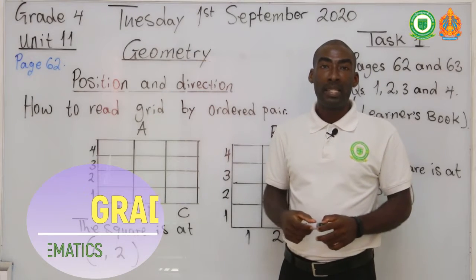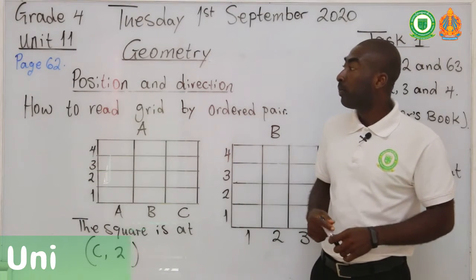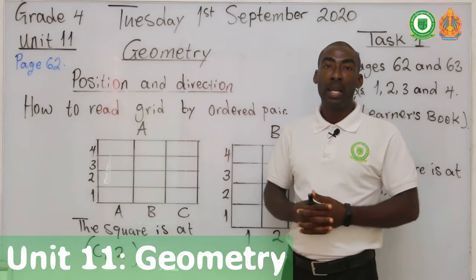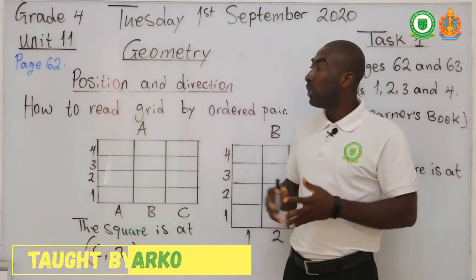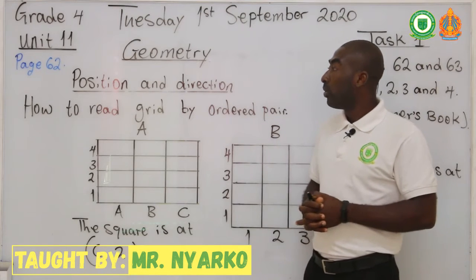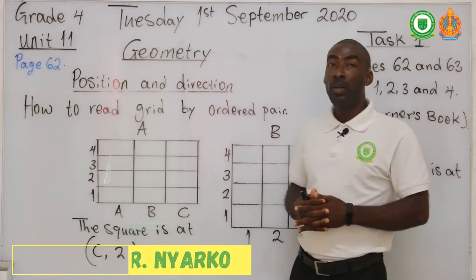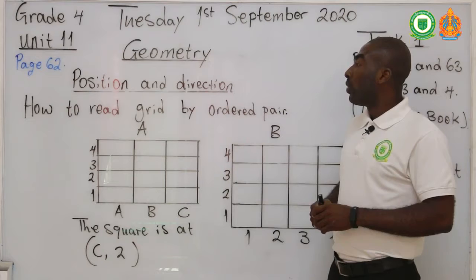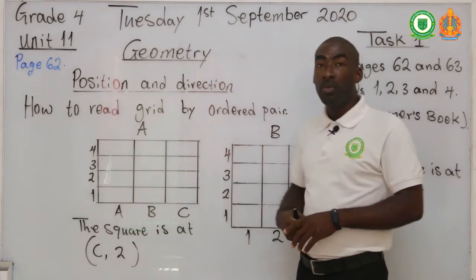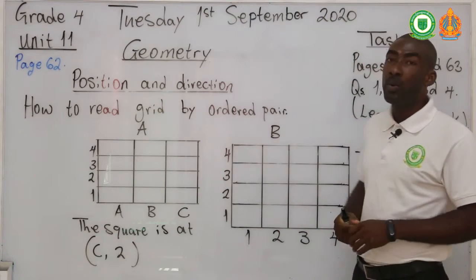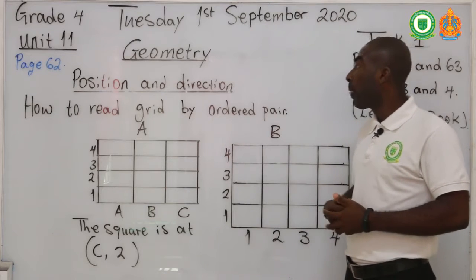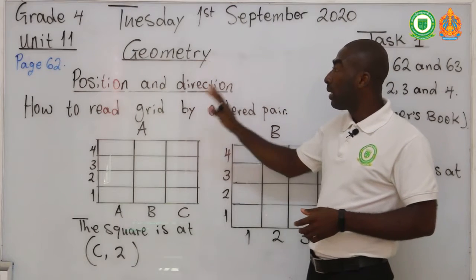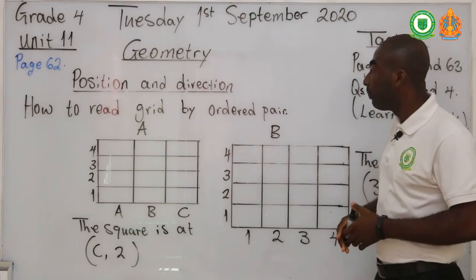We are continuing our lesson from Unit 11 on geometry. The previous week we dealt with what right angles look like and how we can rotate through a right angle. In today's lesson, our focus is going to be on how we can read a grid by using the ordered pair. So we have two grid systems here that we're going to go through to understand how a grid is being read, okay? So the topic will be on how to locate and go for a direction as well.